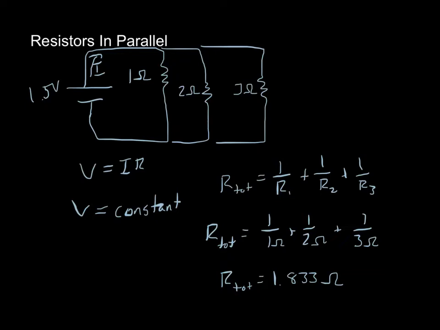If we wanted to calculate what that initial current is going through there, so that we could find how it breaks off at the different points in the circuit, we'd have 1.5 volts equals our current times 1.833 ohms. And that would give us a current coming out of that battery of 0.81 amps. Notice lower resistance, higher current, right? It's easier for current to flow through that system, so we get a higher current than we did before.